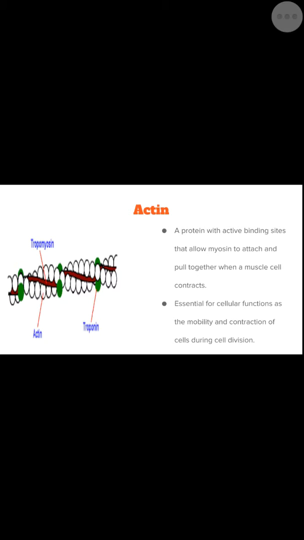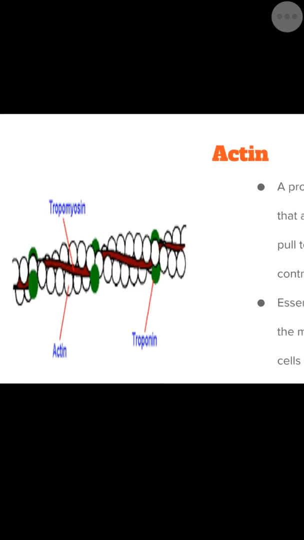Actin is a protein with active binding sites that allow myosin to attach and pull together when a muscle cell contracts. They are essential for cellular functions such as the mobility and contraction of cells during cell division. So actins are those little white bits inside this picture here.